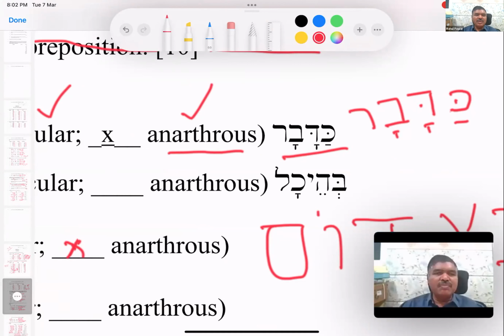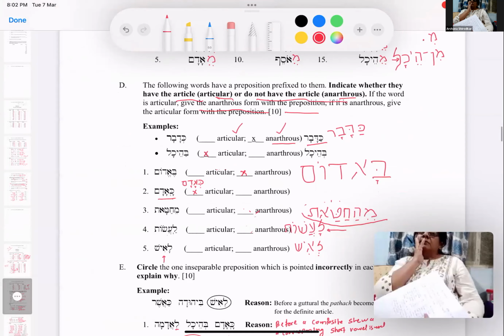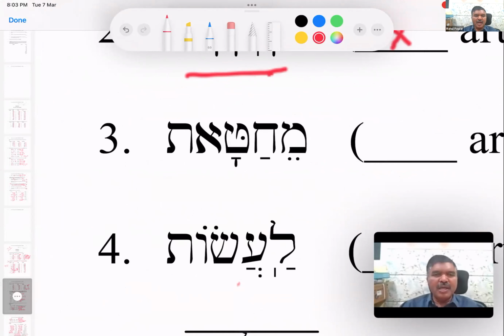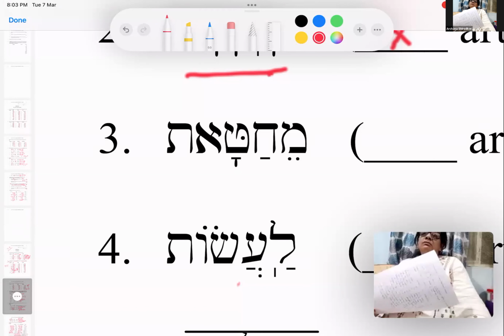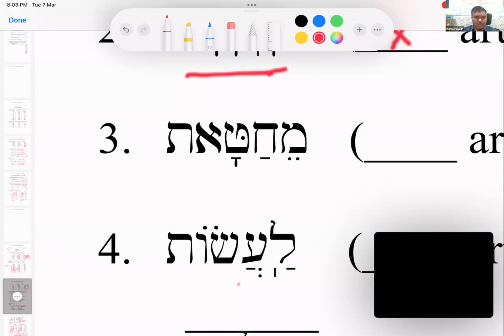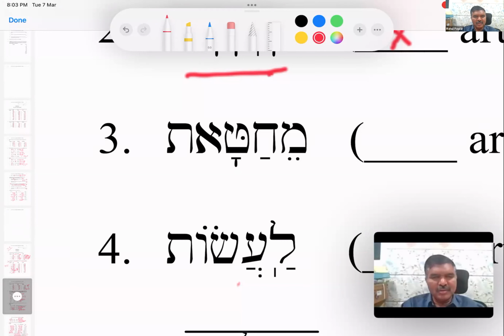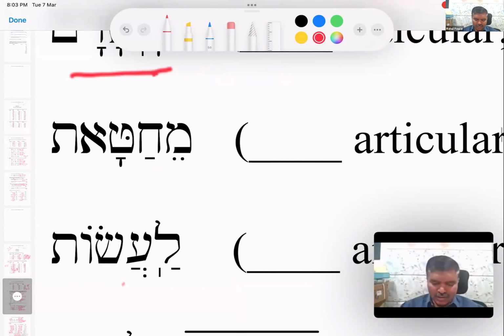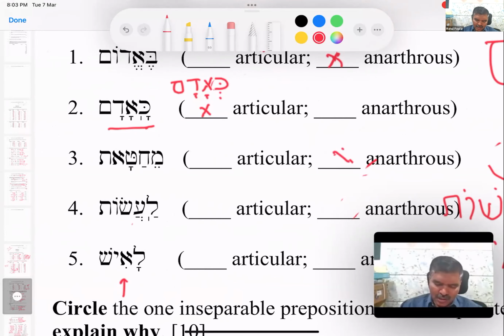Rule, you know, na? If the article is attached and we want to attach a preposition, then the hey will be omitted, and it will take the pointing and position of the article. Okay. Similarly, now tell me, this is the word, me khatyat. Is me khatyat articular or without article? Without article, because there is no doubling dagesh in the first letter. Okay, without article, then we have to put a cross mark at anarthrous.